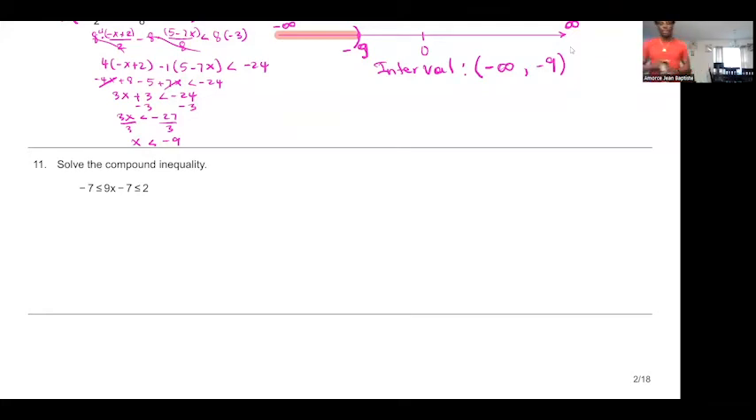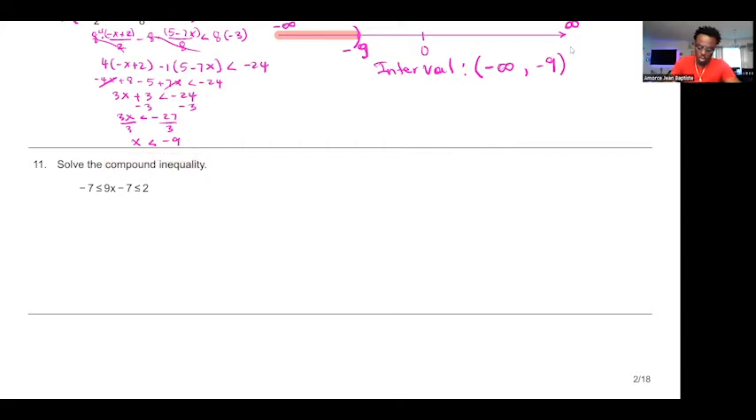Okay, so in this problem here, you're going to need to find the solution, but the difference in this one is that you need to realize that we have two inequalities, and that's why we call it a compound inequality. Compound inequality is when you have to solve two inequalities at the same time.